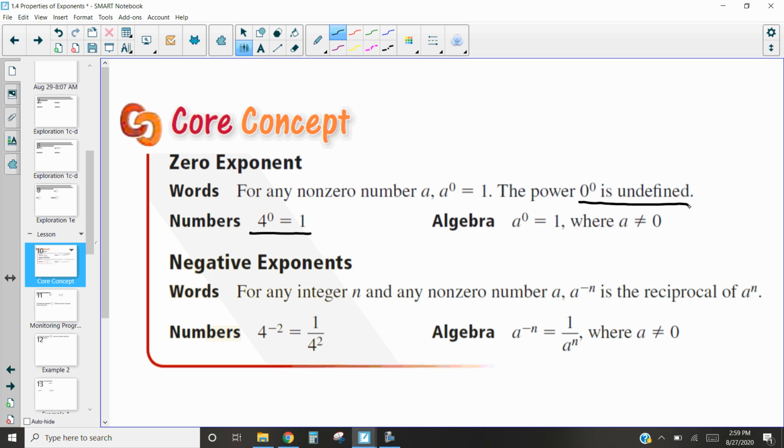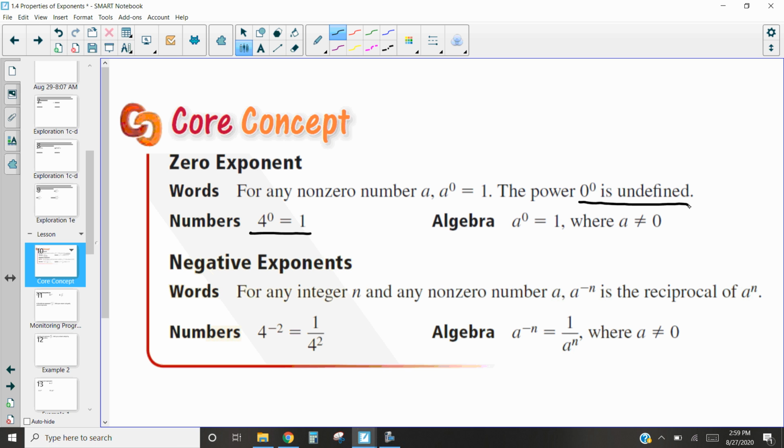Okay, so that's our 0 exponent rule. Anything other than 0 raised to the power of 0 is 1. Now with negative exponents, we are actually going to do the reciprocal of whatever we see. The reciprocal means if it's at the top of a fraction, move it to the bottom. If it's at the bottom of the fraction, move it to the top.